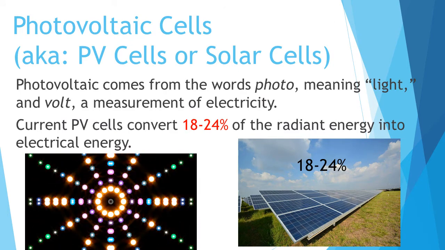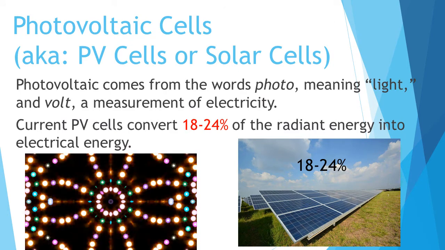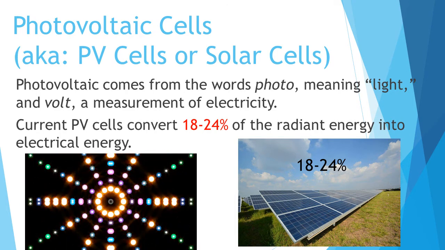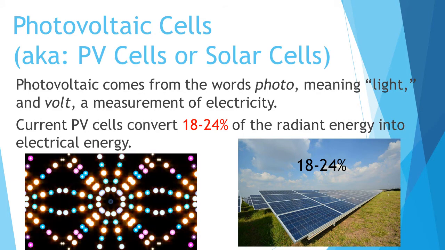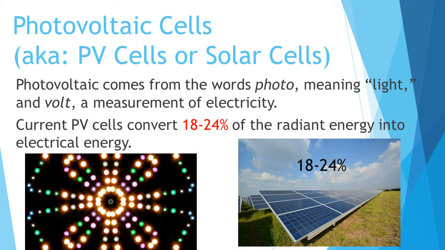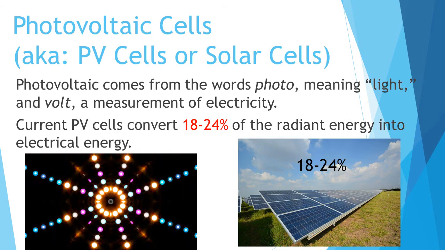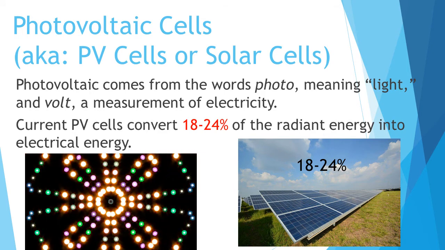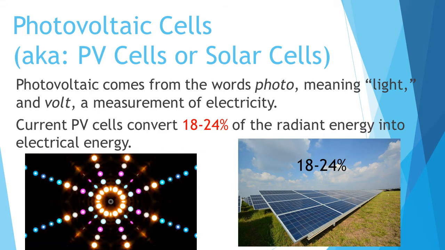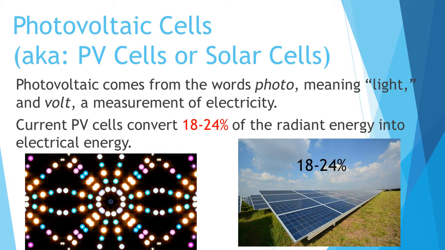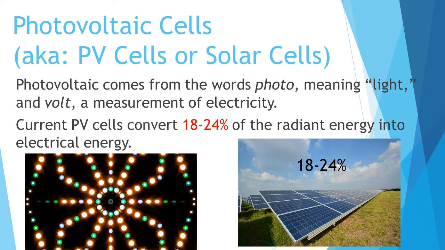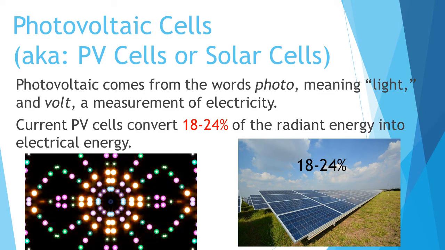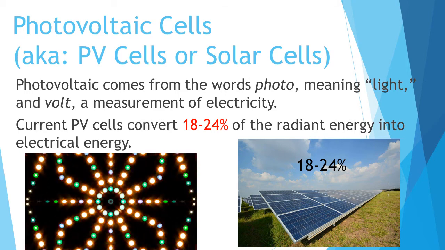Now, the more common form of solar energy are photovoltaic cells. You've surely heard about these before. They are also called PV cells or solar cells, all right, or solar panels, all right. Now, photovoltaic comes from the words photo, which means light, and volt, which is a measurement of electricity. Currently, PV cells convert about 18 to 24% of the radiant energy into electrical energy.